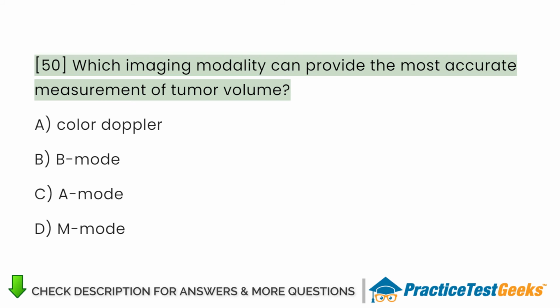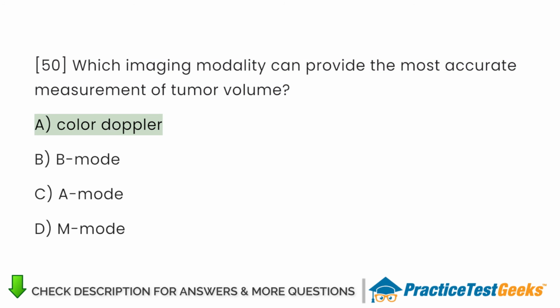Which imaging modality can provide the most accurate measurement of tumor volume? A. Color Doppler. B. B mode. C. A mode. D. M mode.